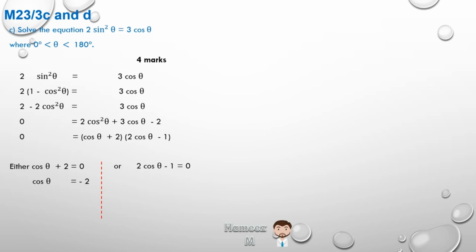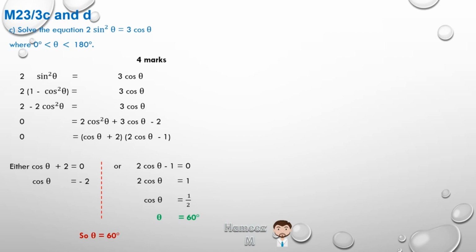Or 2 cos theta minus 1 is equal to 0. So 2 cos theta is equal to 1. Therefore, cos theta is equal to 1 over 2, which is a half. So theta is equal to 60 degrees. Theta is also equal to 300 degrees, but that doesn't fall within the range from 0 to 180. So we'll just use the one value that theta is equal to 60 degrees, which solves the equation 2 sine squared theta is equal to 3 cos theta.